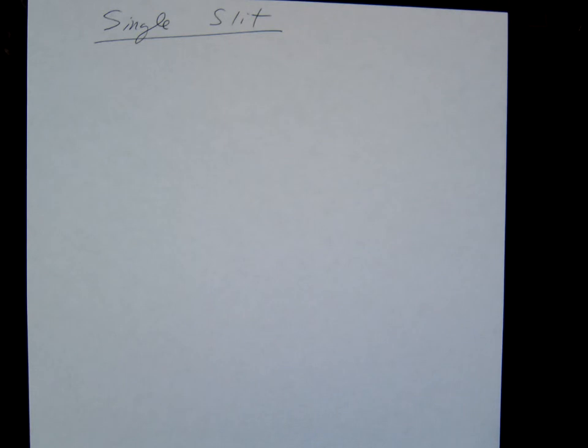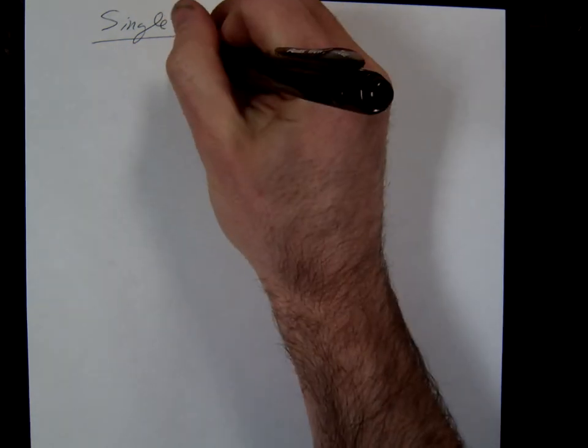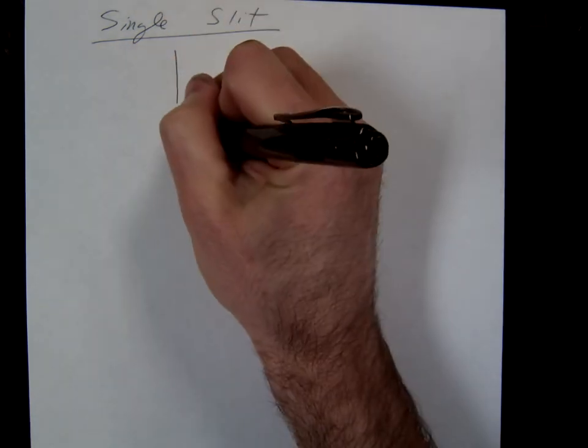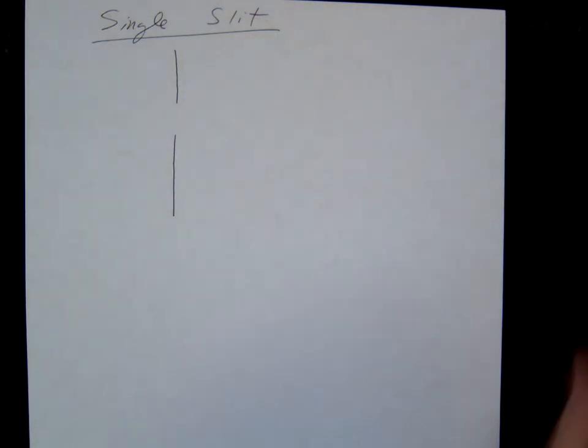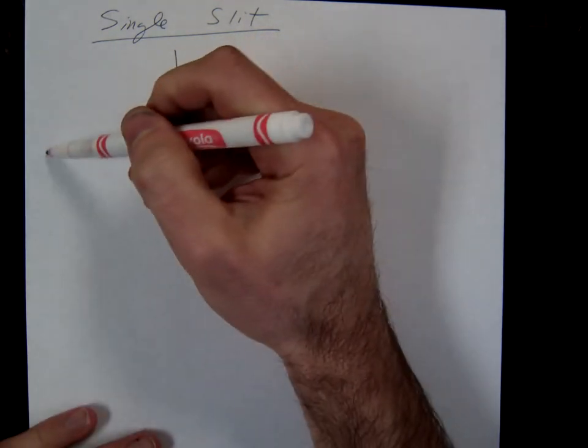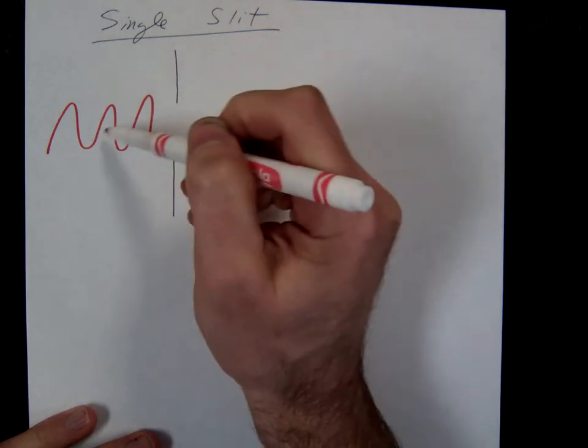So the single slit means how many slits do we have? One. Okay. So a single slit means we have one and only one slit. Looks like this. Okay, we're going to send some light in like this, right?